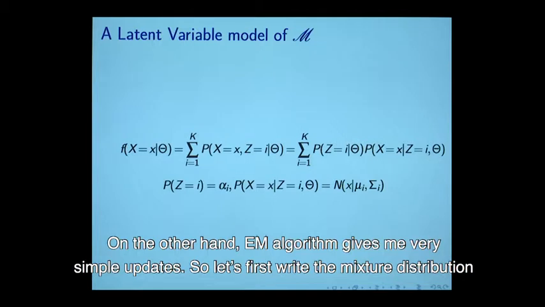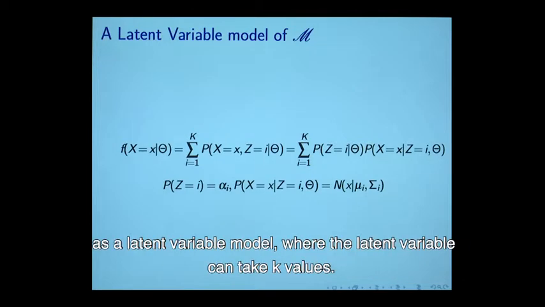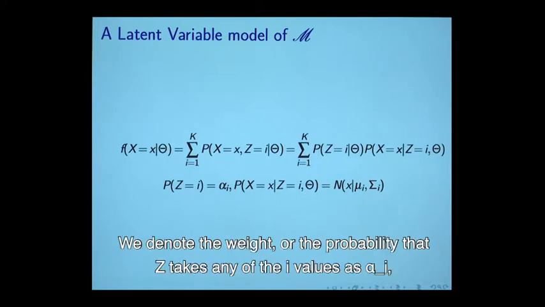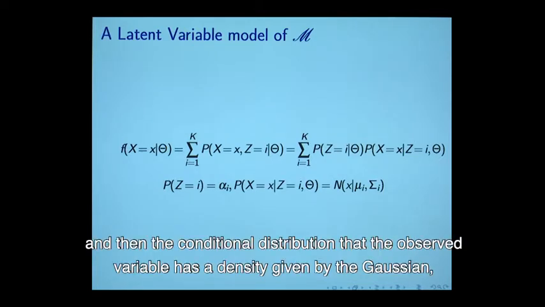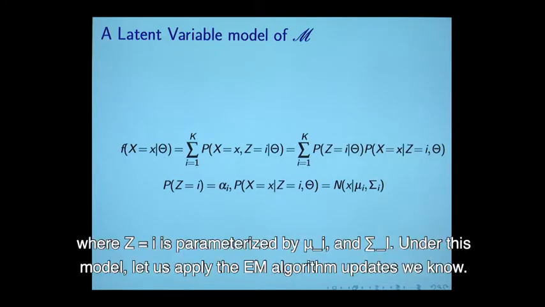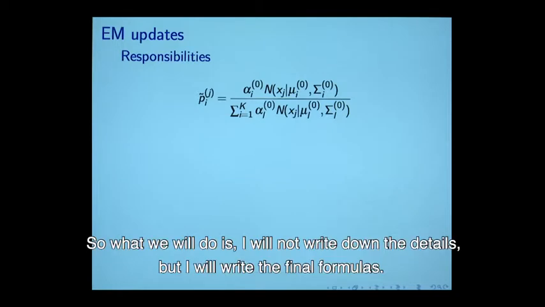So, let us first write the mixture distribution as a latent variable model, where the latent variable z can take k values. We denote the probability that z takes the value i as alpha i, and then the conditional distribution of the observed variable x given z equal to i has a density given by a Gaussian parameterized by mu i and sigma i. So, under this model let us apply the EM algorithm updates we know. I will not write down the details, but I will write the final formulas.